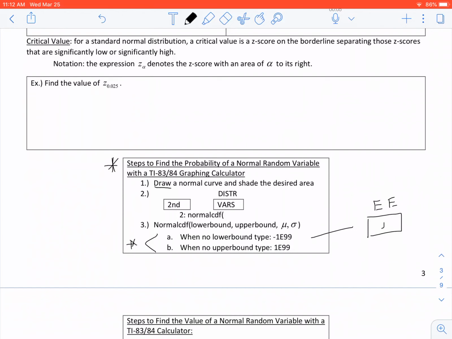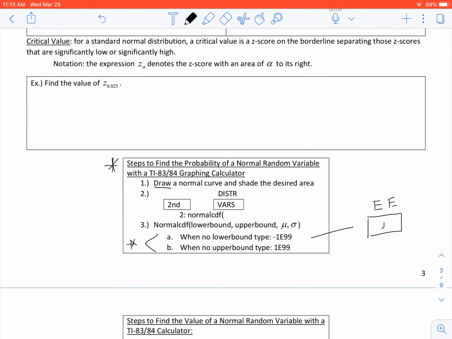And then on your calculator, you want to go to second vars. For me, it was normal CDF, number 2. And normal CDF, you need to enter in a few things. It's going to be the lower bound, the upper bound, the mean, and the standard deviation. So if there's no lower bound, if it just says less than 6, then we need to type in negative 1E99. And this is symbolizing negative 1 times 10 to the 99th power, which is practically like negative infinity.